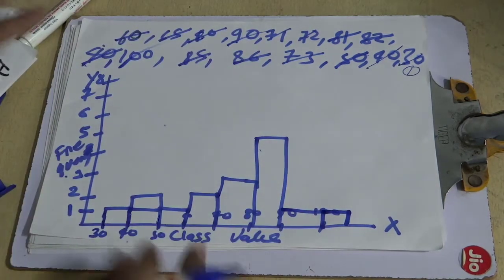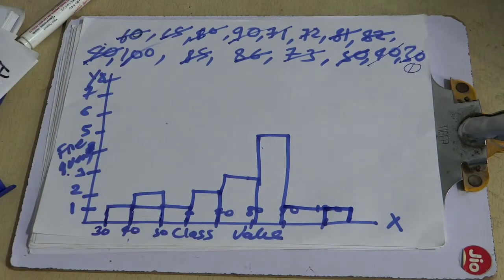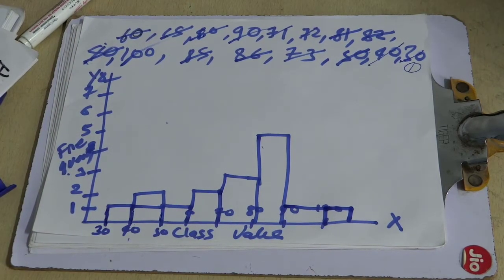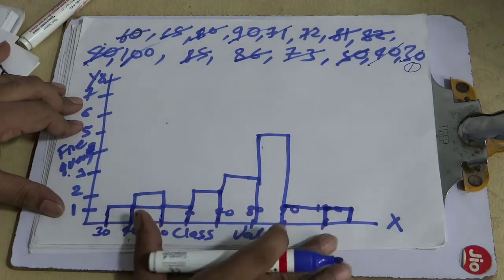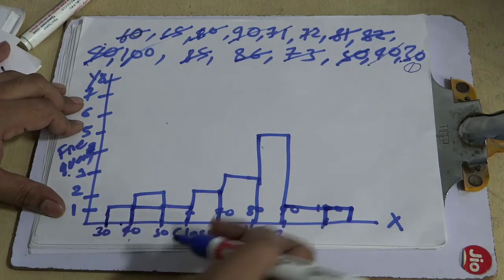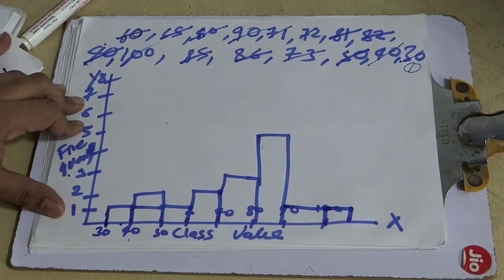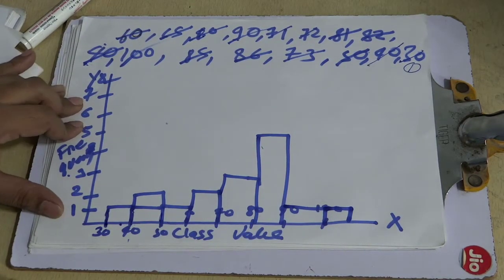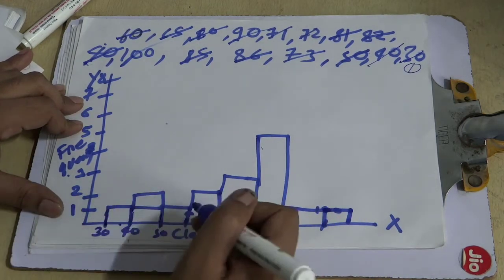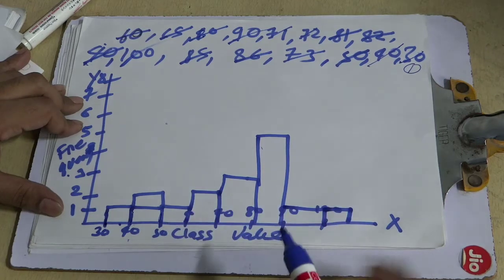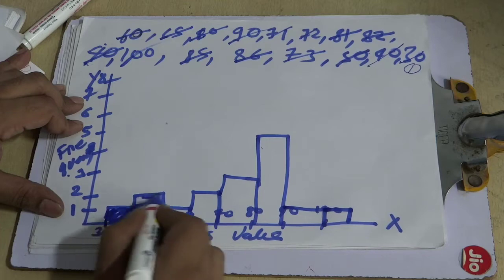Now this is the histogram. The histogram is nothing but the presentation of data in bars. But what is the difference between the bar diagram and the histogram? That the frequencies should always be equal. Anyway, by practice the bar diagram should also be like this. So there's not much difference between bar diagram and histogram. I think, students, sometimes it will look better.